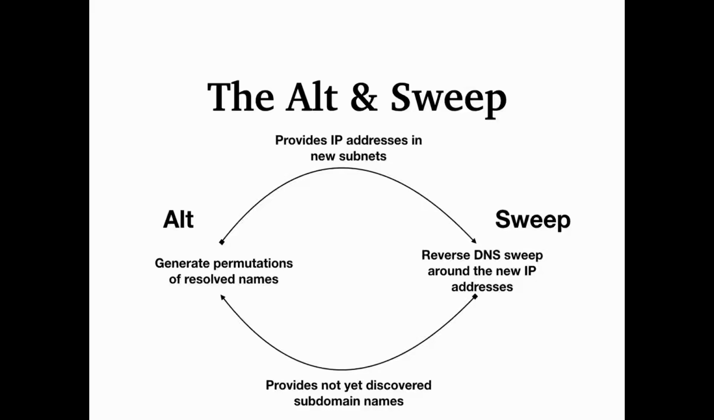So this right here is I call it the alt and sweep. It's an example, I would say, of what happens when you're bringing all these techniques into one place. It's an opportunity, really, for this cyclic relationship to show up between these techniques. So in this case, alt is the alteration of resolved names. A lot of times that's just like number flipping, really pretty simple methods. But it works really well. It's amazing how many names show up when all you do is say, well, we found this one, let's just throw a 1 in front of it, or we found one with a number in it, let's take the number out and see if that one resolves.